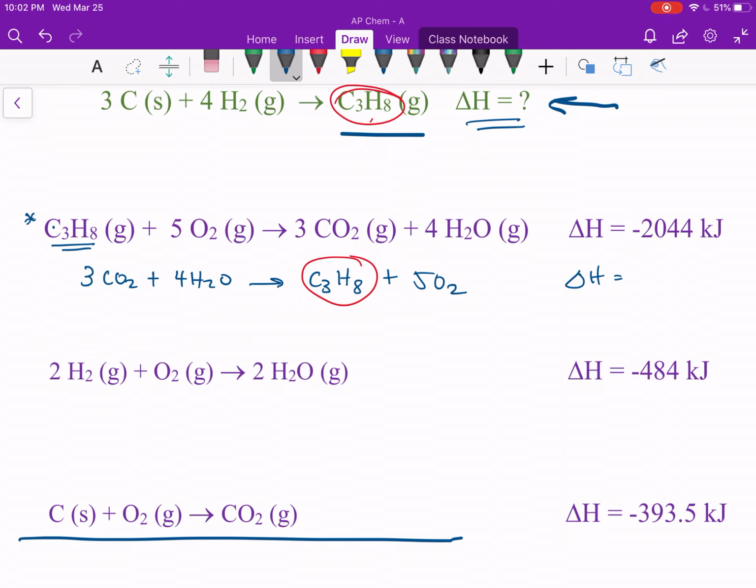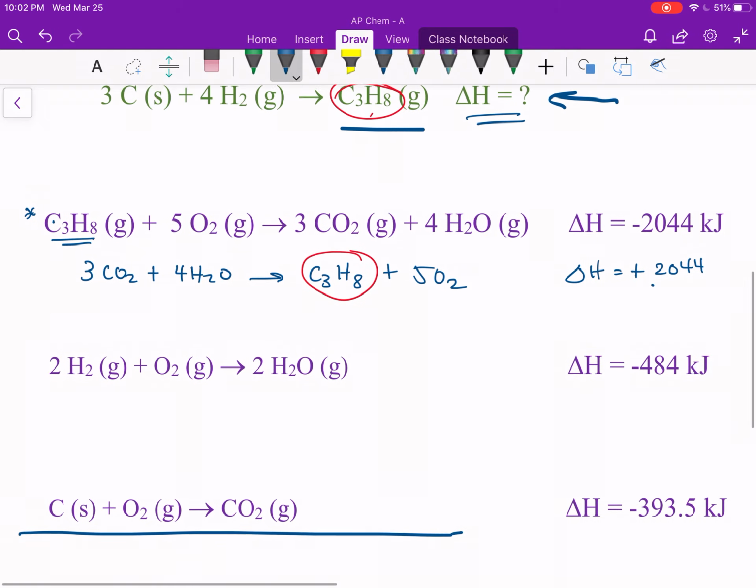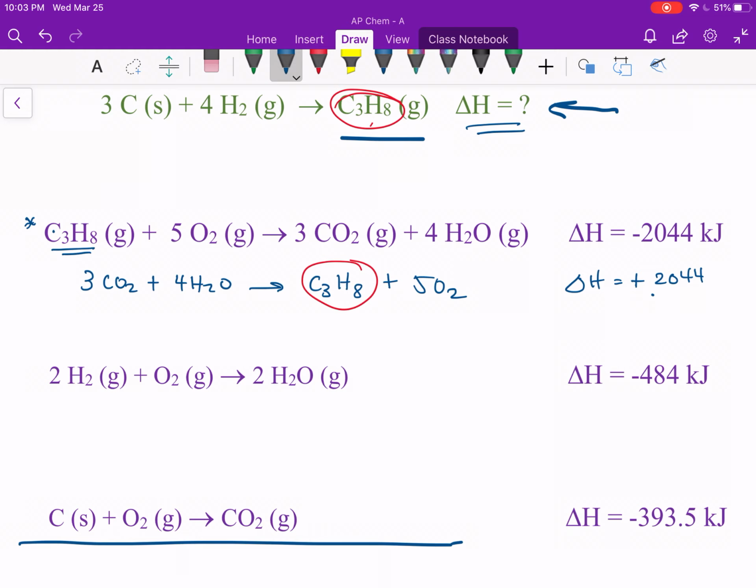So in this case, I just flipped this over. So instead of being a negative 2044, I'm going to need a positive 2044. All right, so I just flipped that reaction. I just manipulated this, and I manipulated delta H accordingly. All right, so let's look at the second reaction here.